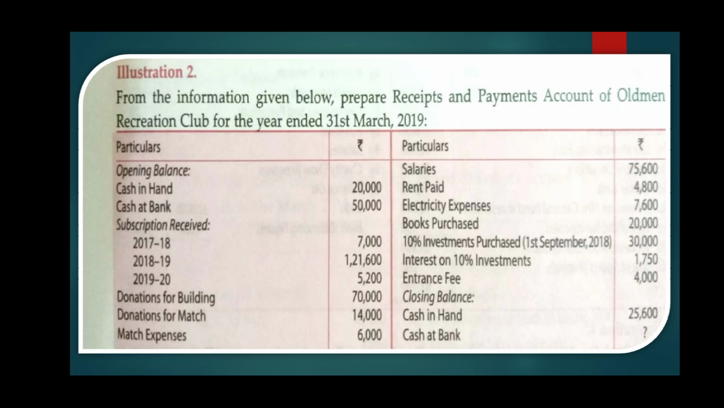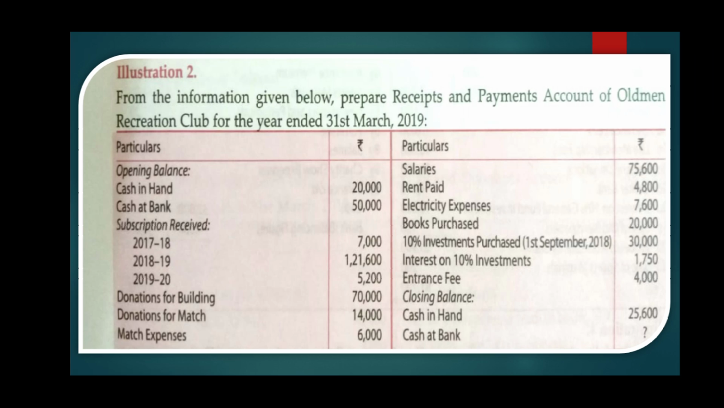So particulars are given here. The opening balance is given: cash in hand 20,000 and cash in bank 50,000. Then subscriptions received are given for 3 years, that is the current year, previous year and next year. These will be totaled and written on the receipt side. Then donations for building are 70,000. Donations for match 14,000. These are receipts. So these will be written on the receipt side.